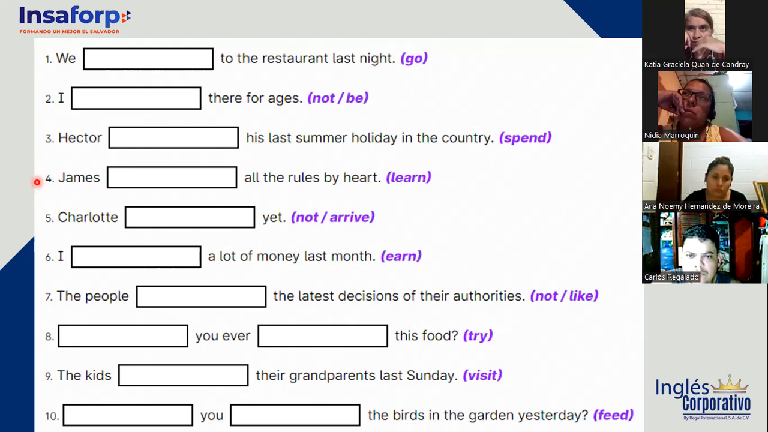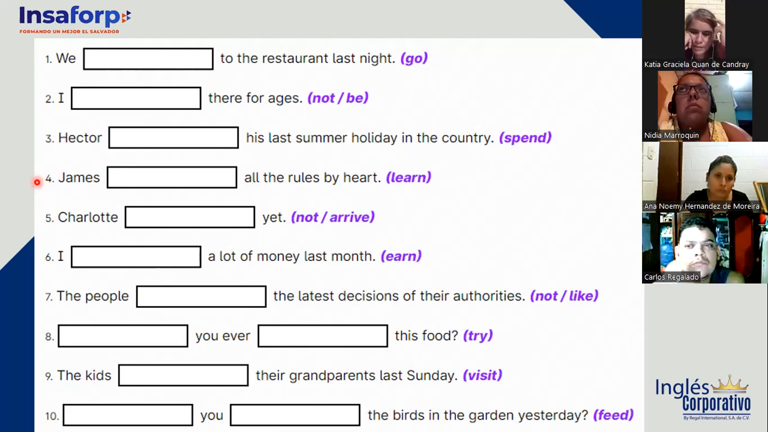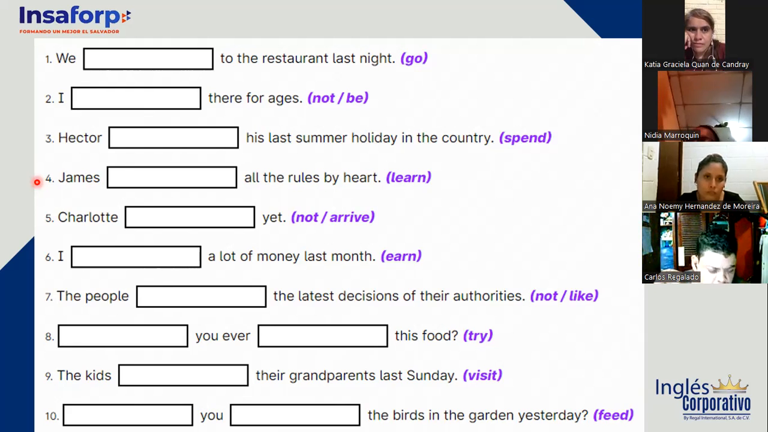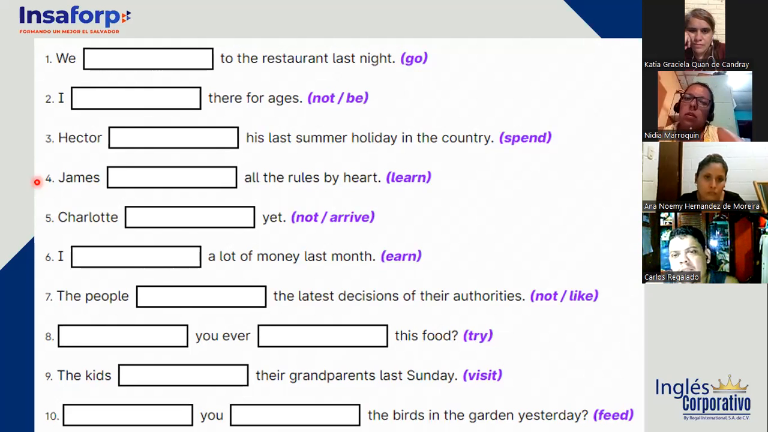And of course, your mind is correct. Why? Because if we say learned all the rules by heart, he learned that already. Now by the present, he already knows that. So that's right. In number four, we have to use simple past. Yes, I don't see keywords, but it seems better to me in simple past. Yeah, sometimes it's by the logic. Sometimes we're not going to have expressions or keywords all the time. It's not always, but it's really fine what you did. Your mind helps you.